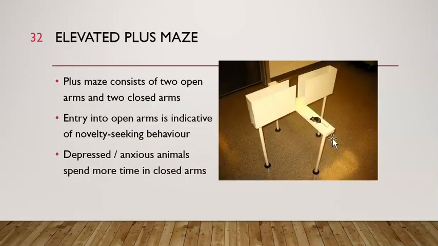Up next, we've got the elevated plus maze. So you can kind of see here, it continues. So you've got 2 open arms and 2 enclosed arms. The rats will be placed in the middle. They'll be allowed to explore. They usually will explore all of them.